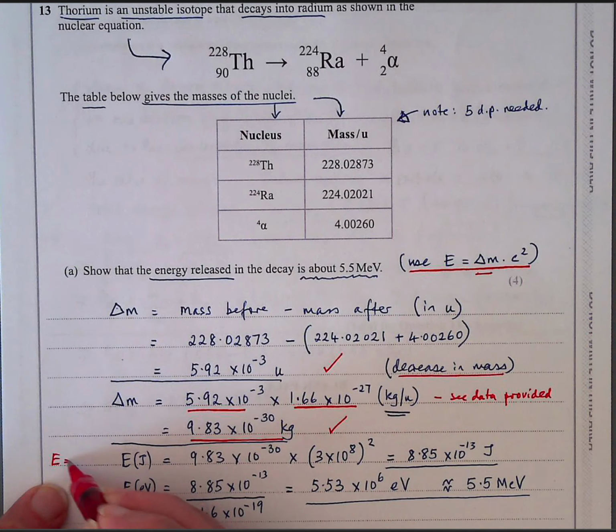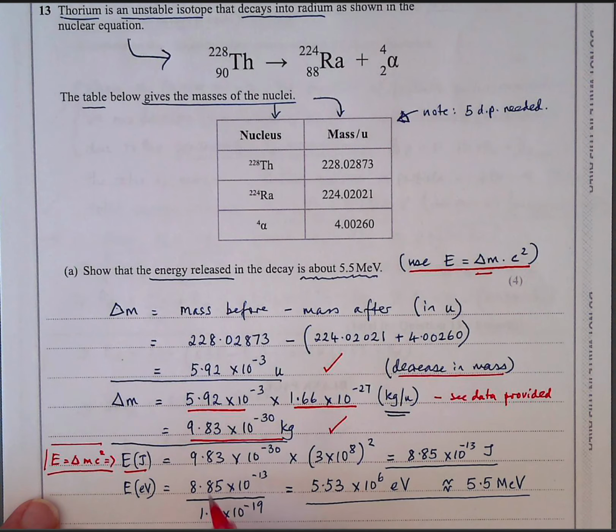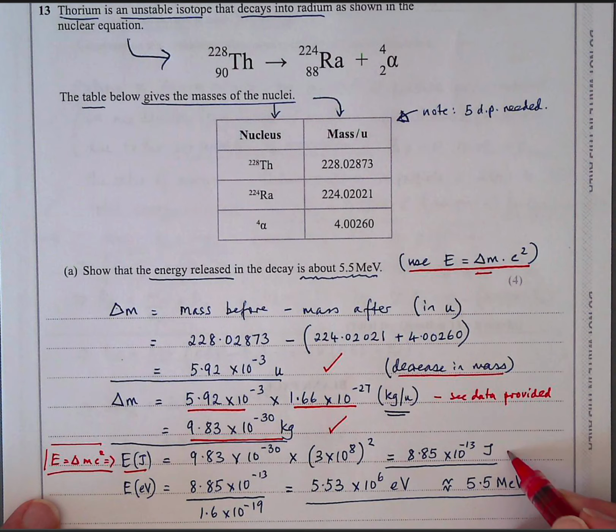So here is where you do E is delta M times c squared. It gives you the energy in joules. Once you do this, you can get the energy in joules. Okay? And once you do that, here's the mass in kilograms multiplied by the speed of light squared. You'll then get the energy in joules.